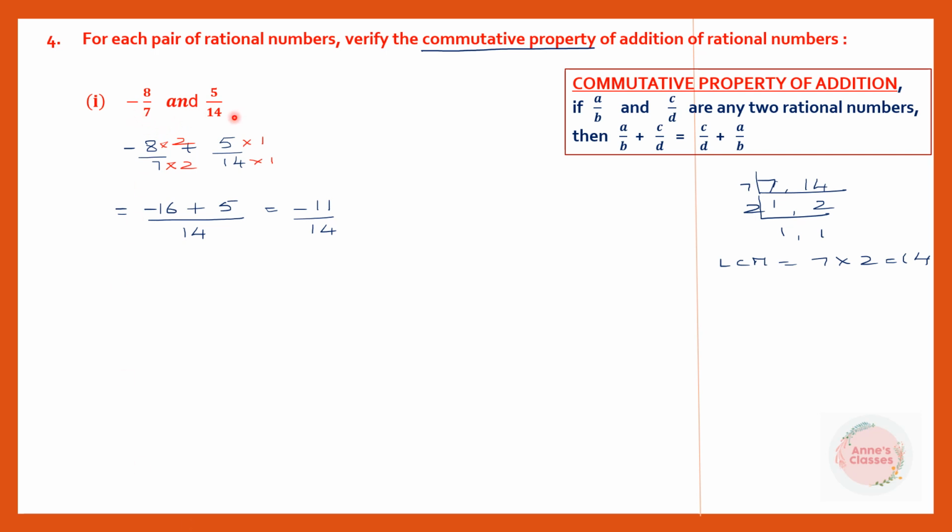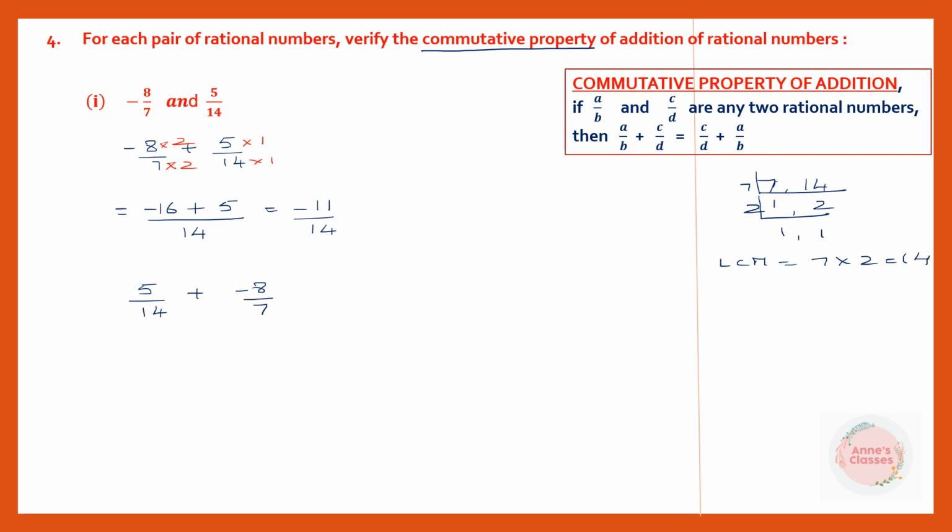So we got minus 11 by 14 when we put minus 8 by 7 first and 5 by 14 second. Now we have to verify this property, commutative property, that is we have to change the order and add and see if our answer is still the same. So now let's change the order. This time we are going to write 5 by 14 first. So 5 by 14 plus minus 8 by 7.